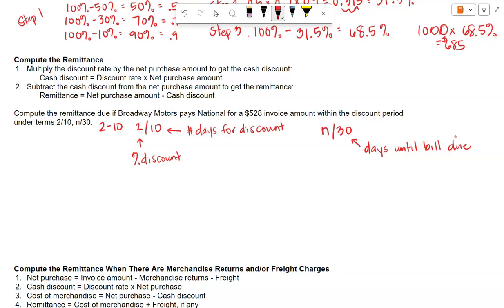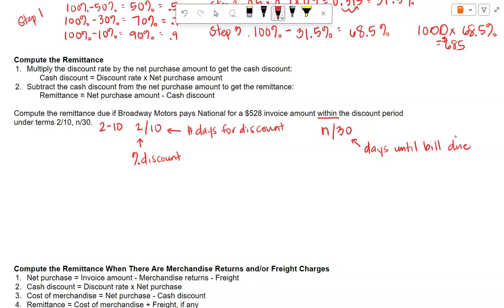Okay, other days that you might see here are N45, which means that you have 45 days to pay your bill in full, or you might even have 60 days. Okay, so let's say, and here it says compute the remittance due if Broadway Motors pays National for a $528 invoice amount, and they paid within the discount period under 2/10, net 30.